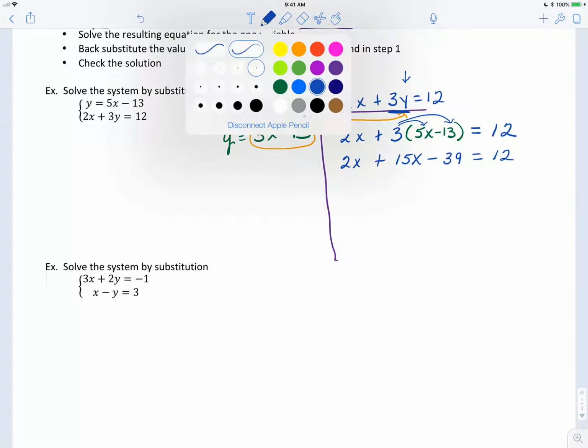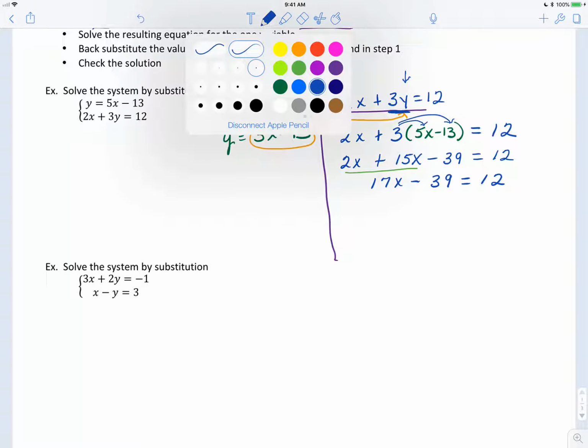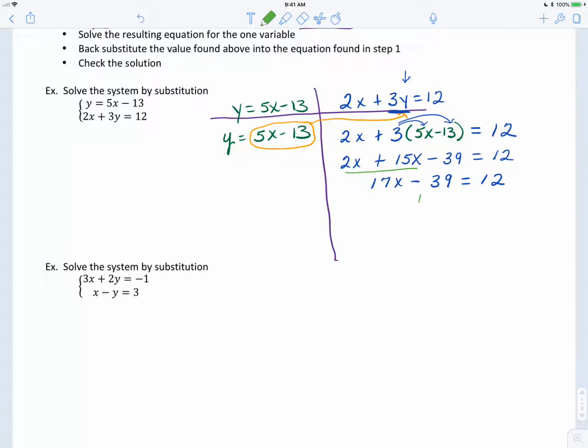Okay, so next step, we're going to combine any like terms. Remember, if we go solve for something, we want to make sure both sides are as simple as possible. So that gives us 17x minus 39 is equal to 12. All right, so now we're ready to change signs and move things to the other side. So we're going to add 39 to this side, add 39 to the other side. That gives us 17x is equal to 39 plus 12 is 51.